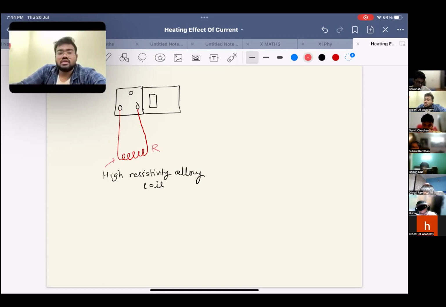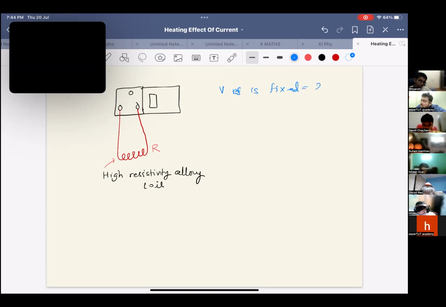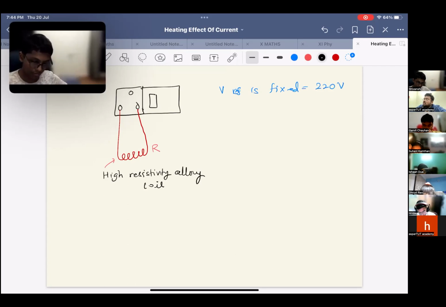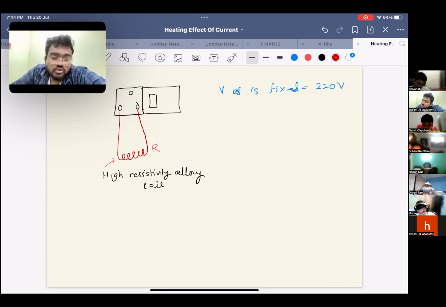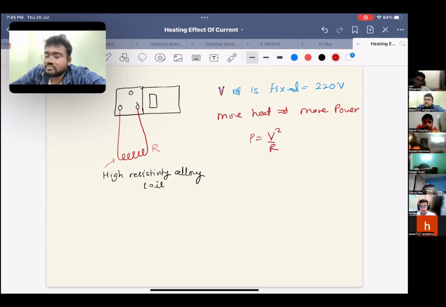Now what is fixed in a household power supply? The V is fixed, right? And how much is it? In India, 220 volts. Now suppose you want more heat, which implies you want more power, and we know the formula. Because V is fixed, we'll use the formula power is V square by R, right? Yes or no? Understood?